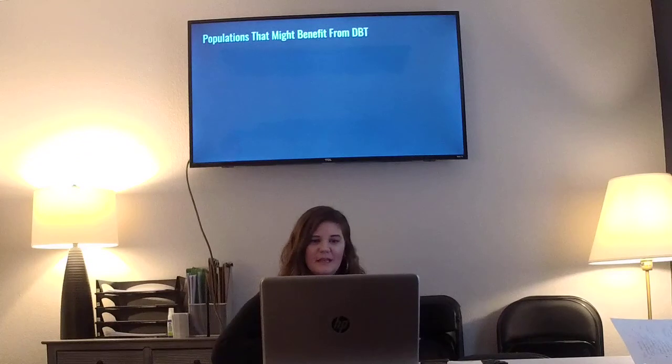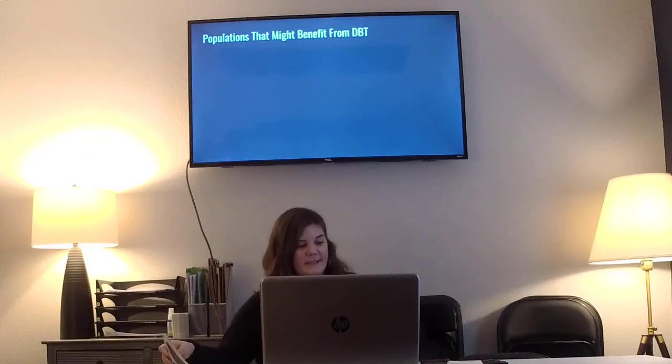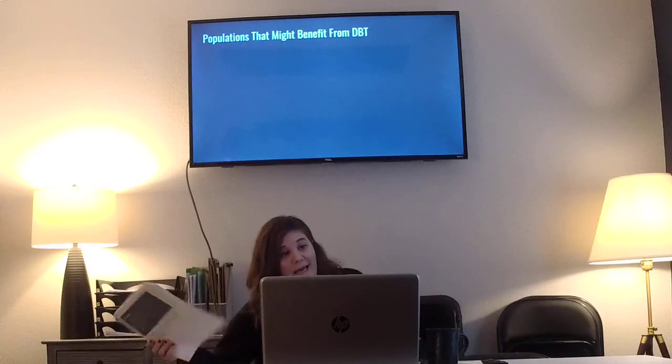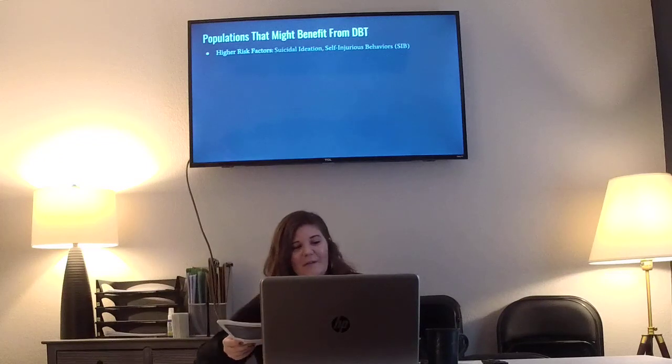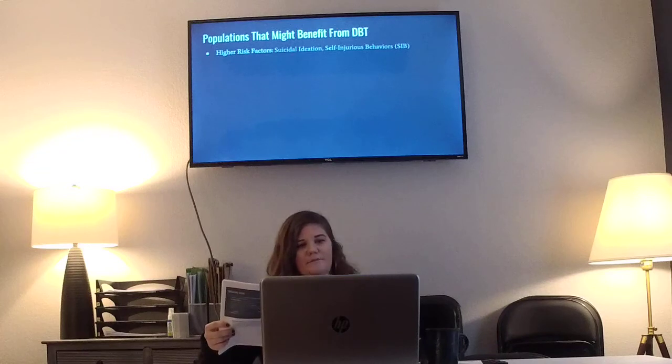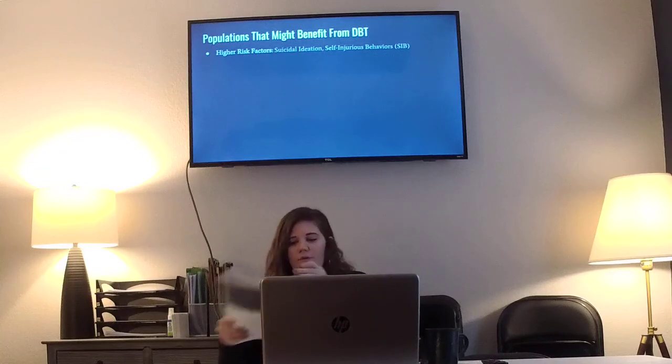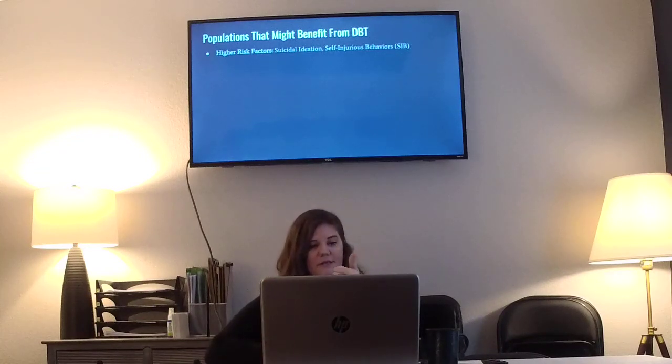So, populations that might benefit from DBT, and some populations that don't benefit, because it won't work. Any higher risk factors. So, any client who is dealing with any suicidal ideation.